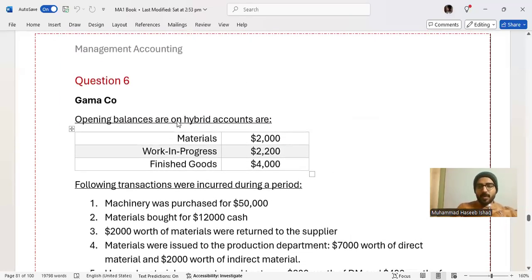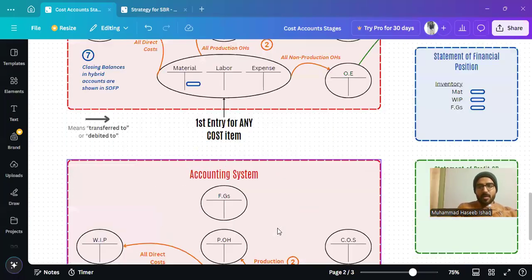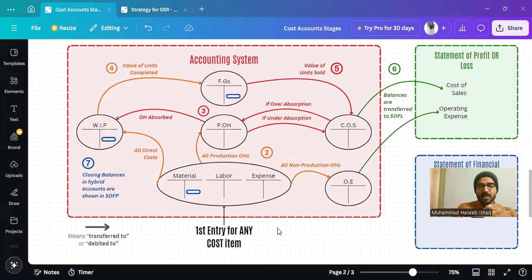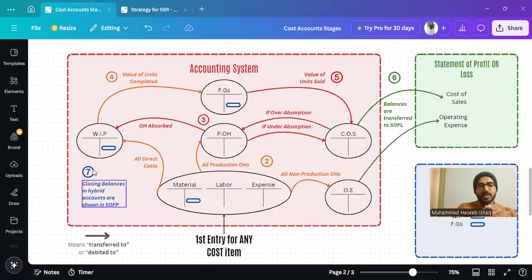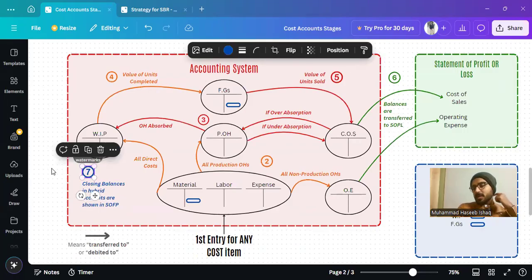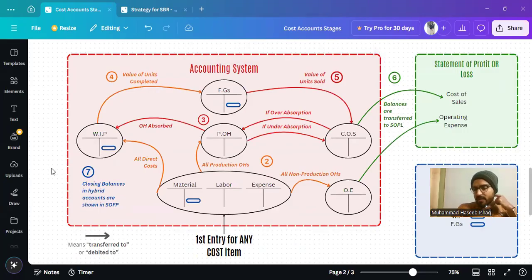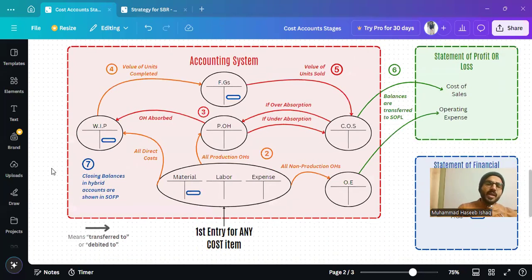This topic is going to end once we have come to the seventh stage. We have completed the seventh stages of the cost accounts. So this is going to be a very interesting topic for you, because you are getting to understand the journey of each of the cost items throughout the accounting system, ending up in the financial statements, the statement of profit or loss and the statement of financial position.